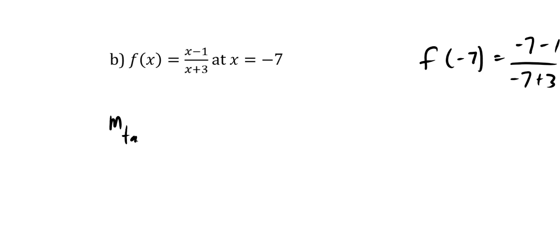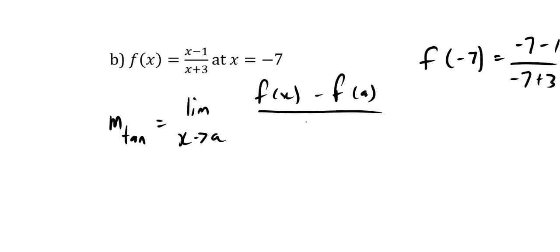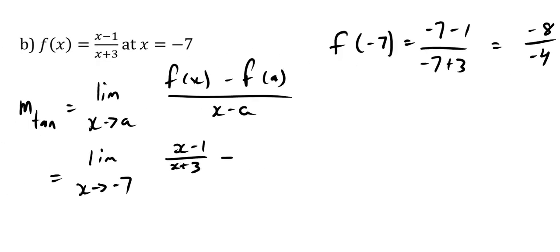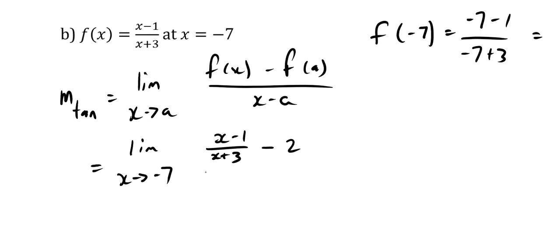Okay, here's a formula. So the limit as x approaches a of f at x, which is the function x minus 1 over x plus 3, minus f at a, which is the 2 over there, all over x minus a, which is negative 7. So it's going to be x plus 7.